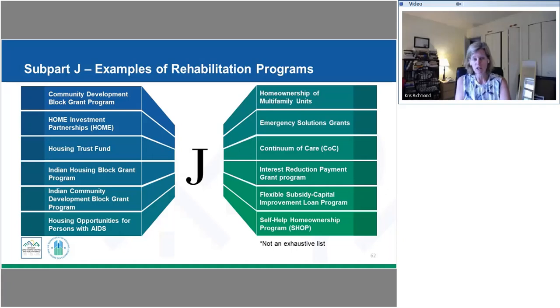All right, so you did see this chart last week. Again, it's not an exhaustive list, but it does show you some of the current HUD programs that trigger Subpart J. So you see our CDBG, HOME, HOPWA, Continuum of Care, all these different programs do follow Subpart J when undertaking the rehab activity. I do want to remind you that the applicability of the Lead Safe Housing Rule for Subpart J is not dependent on the presence of a child. So even if there's no child living in that single family unit, we still need to follow Subpart J for Lead Safe Housing Rule.